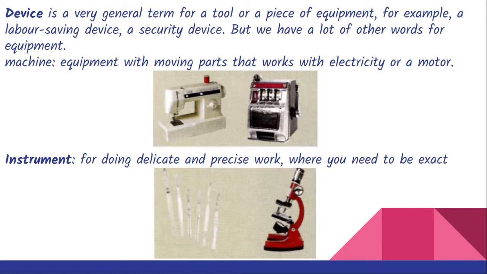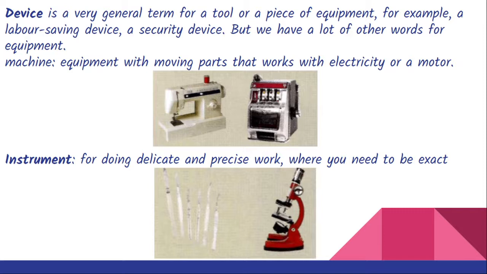The first word that we have here is machine. So what is a machine? A machine is equipment with moving parts that works with electricity or a motor. In other words, it is electrical equipment that has moving parts dependent on electricity, or we can say an electricity-based device. Yeah, this is the right word.